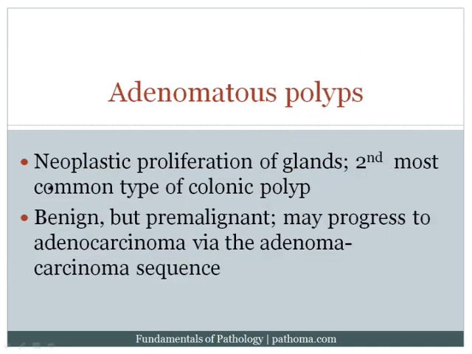The second type of polyp is called an adenomatous polyp. This is a neoplastic proliferation of glands, again, second most common type.